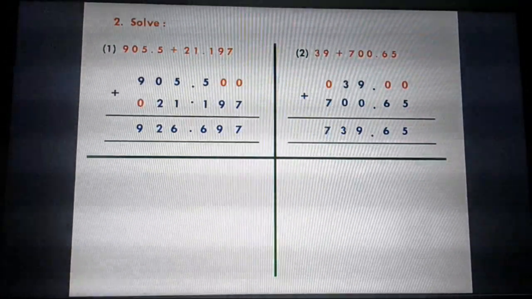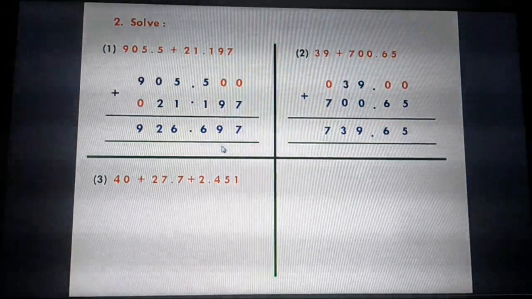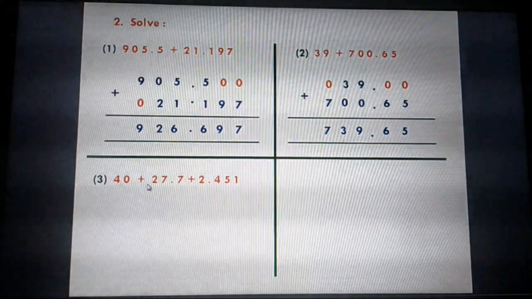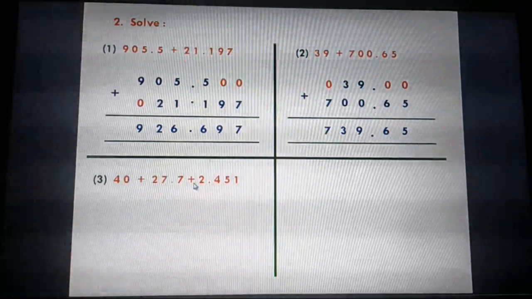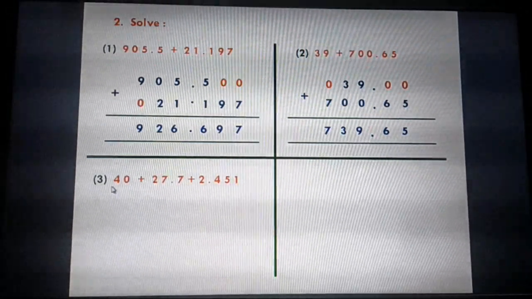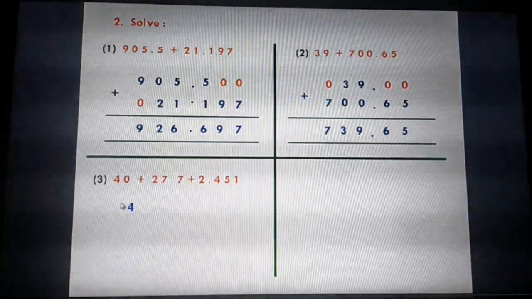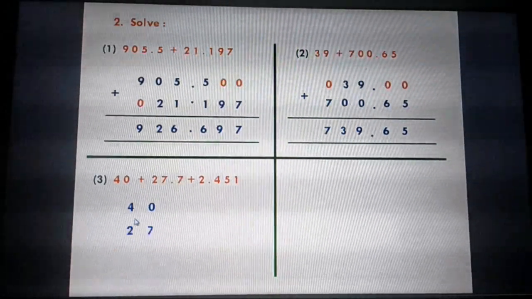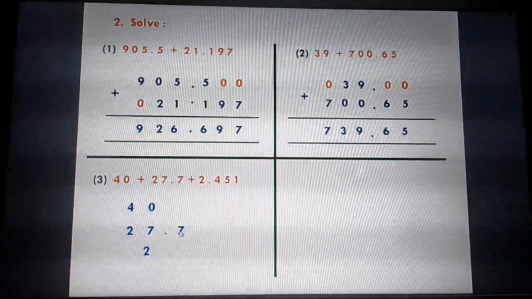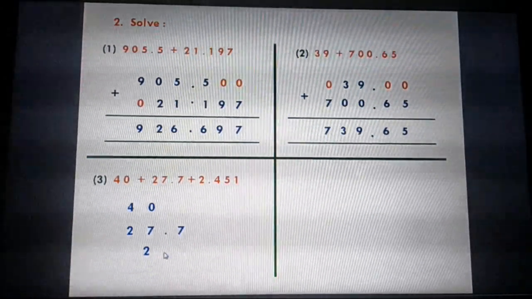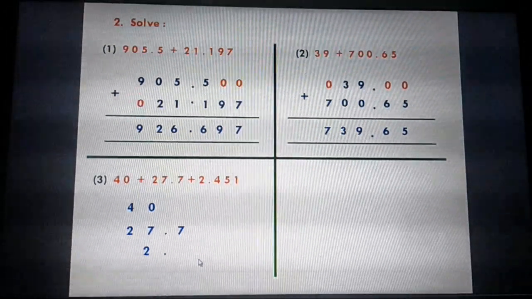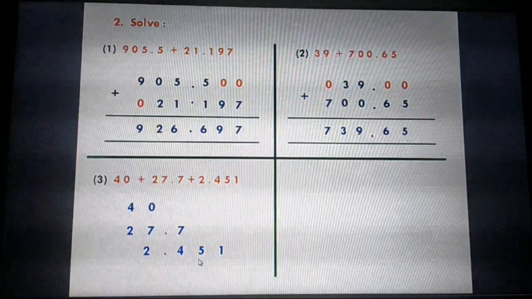Right? Now the third one. Now see here, three numbers are given for adding. 40 plus 27.7 plus 2.451. So as usual, first I will write 40, right? Then I will write 27.7. As I told, decimal, we will write just below of this decimal and then the number towards its left and then numbers towards its right side.